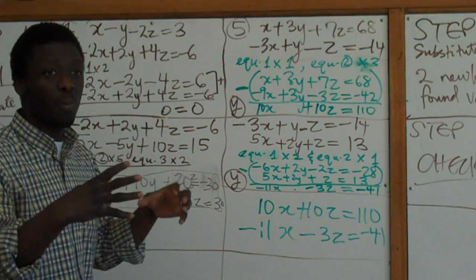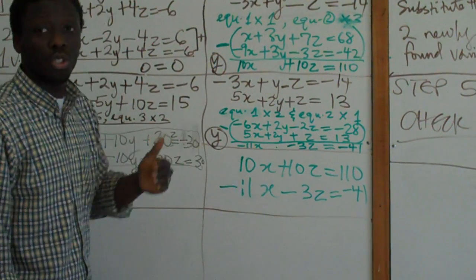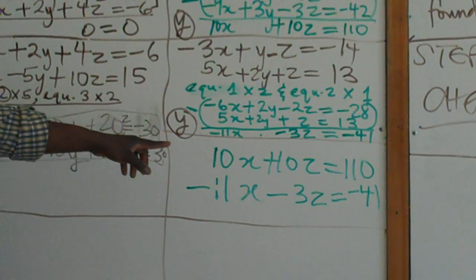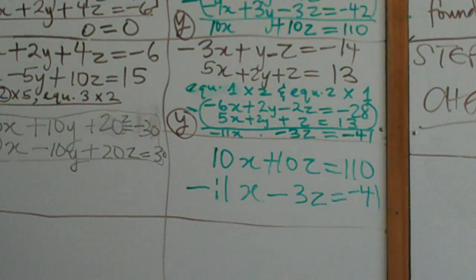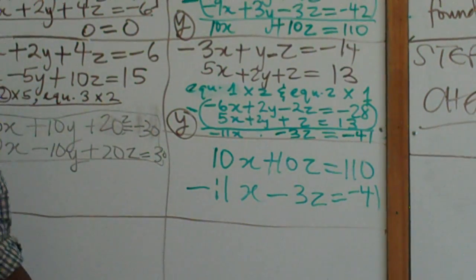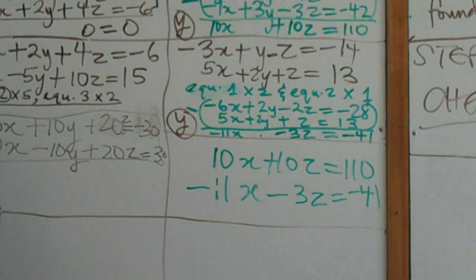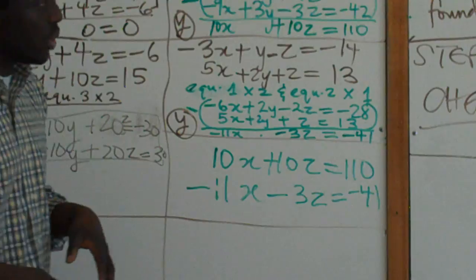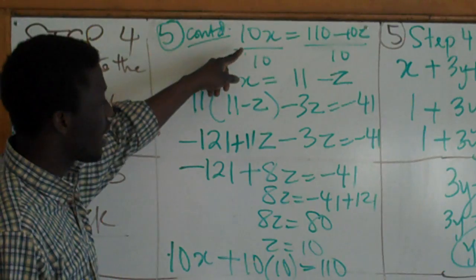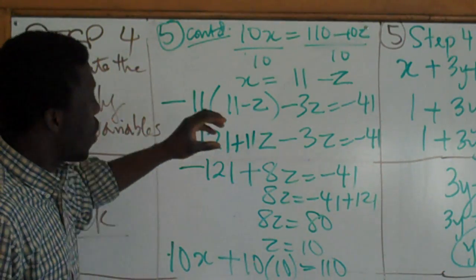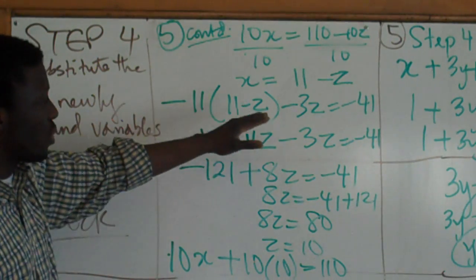Step 3 tells us to bring together those 2 equations we got. The one we got from equation 1 and the one we got from equation 2. We put them here. We have 10x plus 10z is equal to 110. And minus 11x minus 3z is equal to negative 41. Now we get to work on solving for the x and the z. And you should be able to do this one using substitution or elimination. But we use substitution. And so all we did was we made x the subject of the formula from the first equation. And we got x is equal to 11 minus z. We then took that and we substituted that into the second equation. And we solved for z.